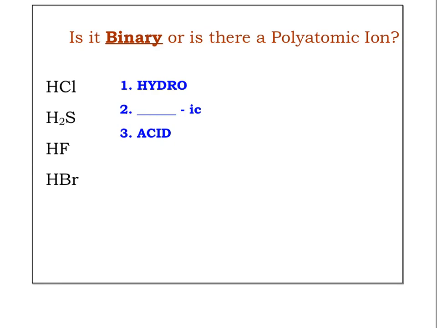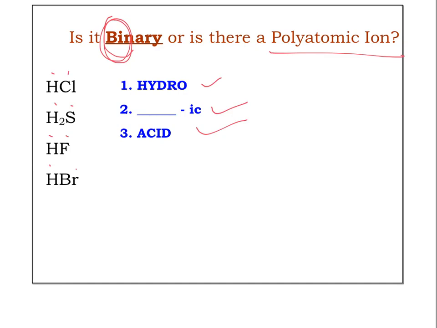The first type is binary, and remember we said before that binary basically just means that there are two different ions together, two different elements together, versus one that would have a polyatomic ion. So you can see here that all of these just have two elements together, so this is binary. The key to this is that we're going to use hydro first, then we're going to name the anion, but we're going to shorten it and end it with ic, so blank-ic. And then at the end of that, we're going to say acid. So it'll be hydro-blank-ic acid.